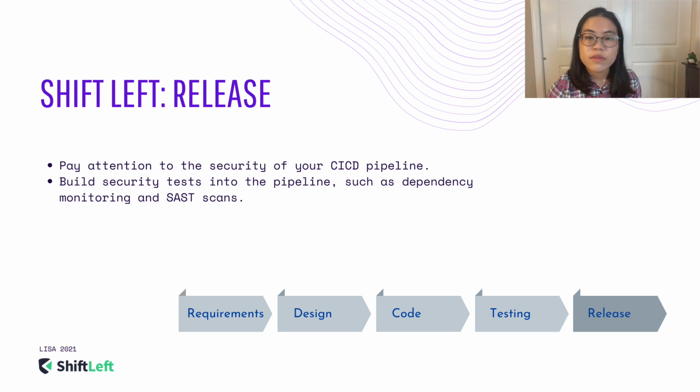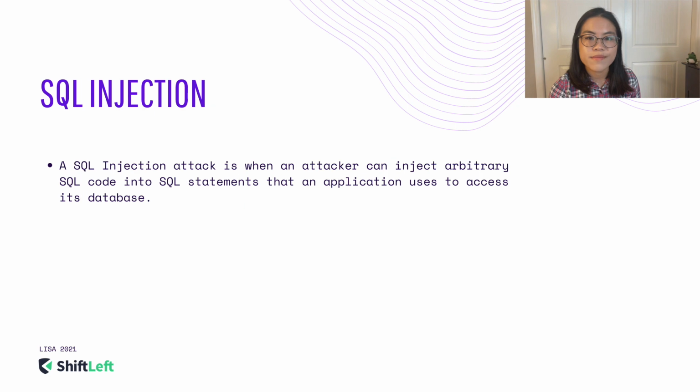So this concludes the first half of our presentation and a high-level overview of what you can do in each step of the software development lifecycle to secure your applications. And now, my friend Suchakra is going to go through an example of how these measures can be implemented throughout the development cycle to help prevent a specific vulnerability in the OWASP top 10. Specifically, we're going to be talking about SQL injections.